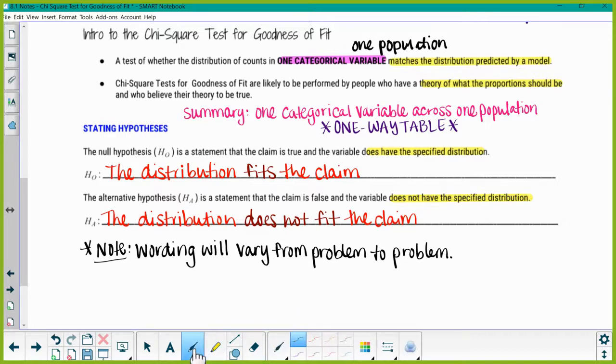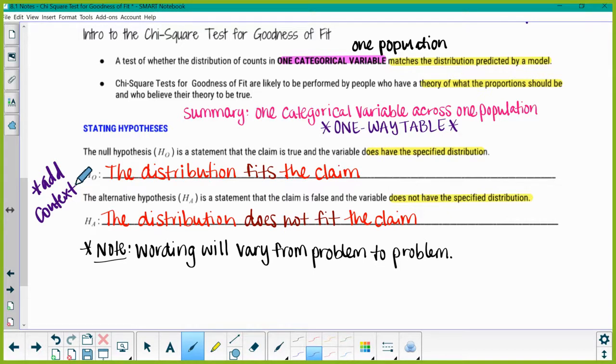I am going to make a note just so that we don't forget. Add context, describe the population. What are they asking about? The color of the marbles fits the claim, the color of the marbles does not fit the claim. Something along those lines where you are actually describing what you are testing.